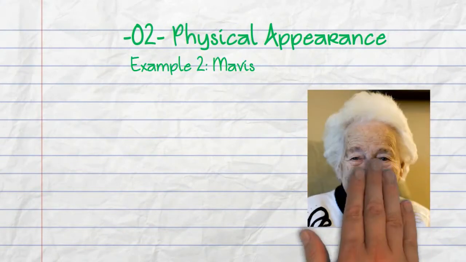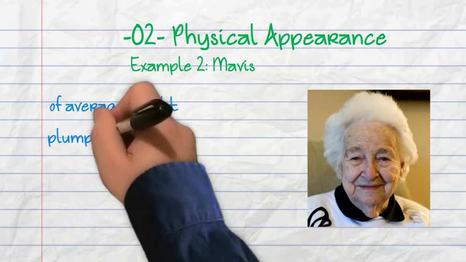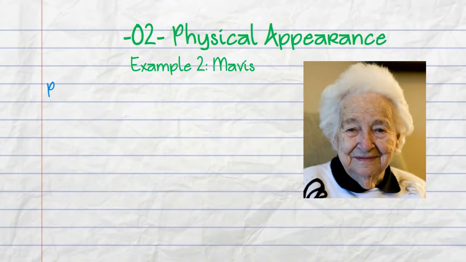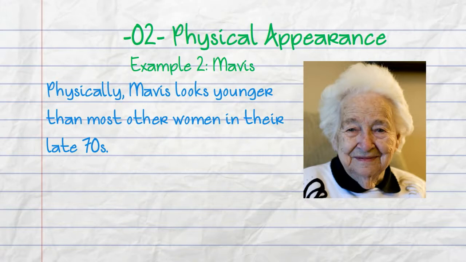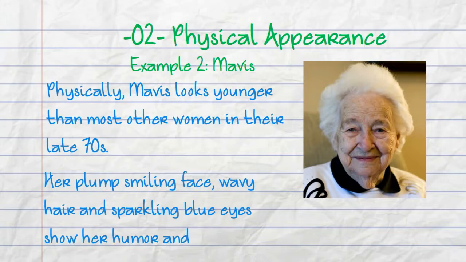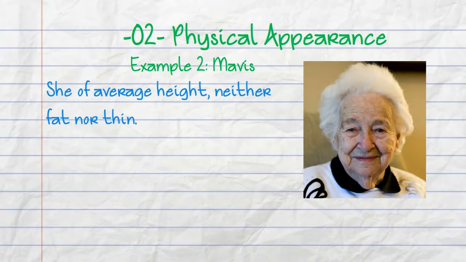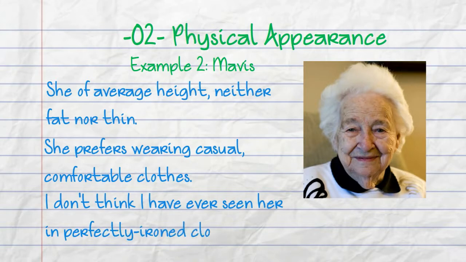What about this person? From the picture, you can say she's of average height, a plump face, and white hair. You can say, physically, Mavis looks younger than most other women in their late 70s. Her plump smiling face, wavy hair, and sparkling blue eyes show her humor and friendliness. She's of average height, neither fat nor thin. She prefers wearing casual, comfortable clothes. I don't think I have ever seen her in perfectly ironed clothes.